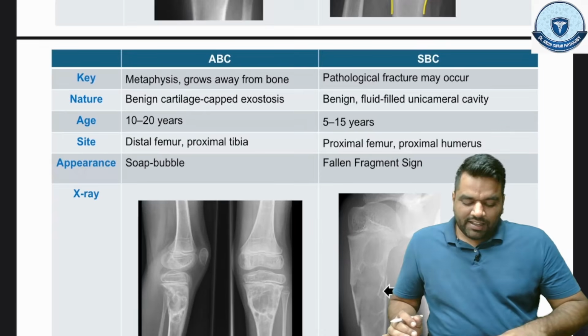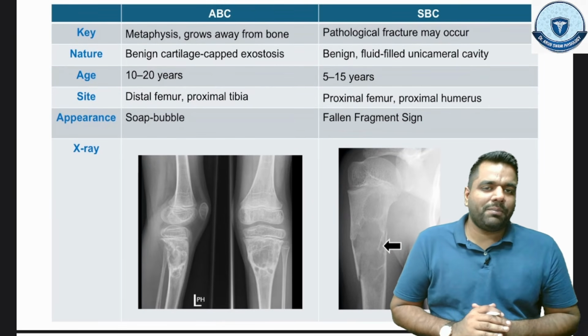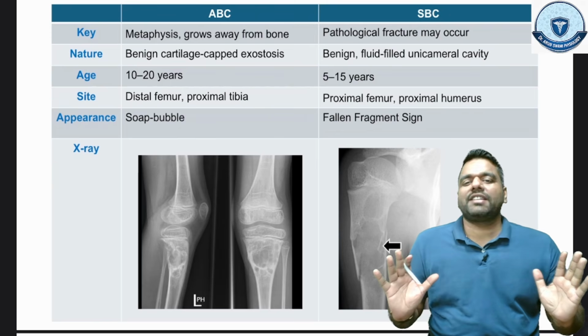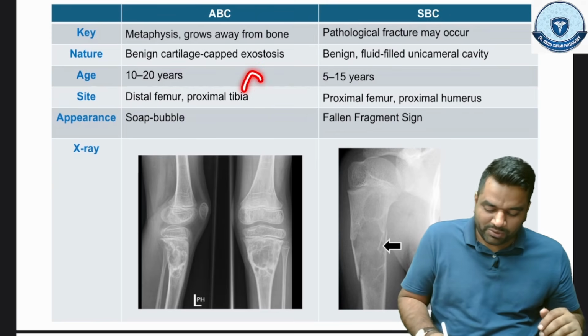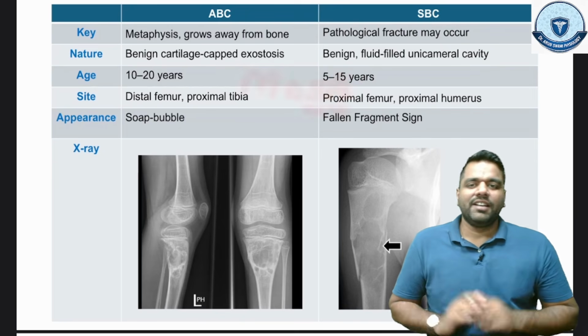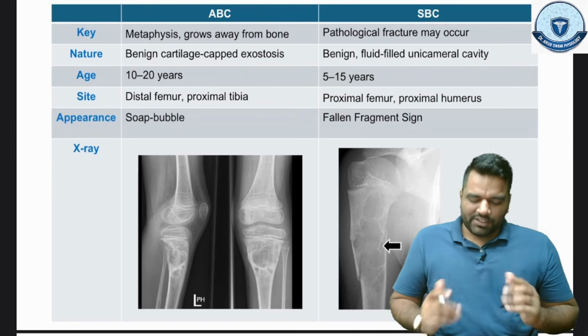Next is ABC or SBC. ABC means aneurysmal bone cyst, SBC means simple bone cyst. Guys, where will both of these occur? In the metaphysis area, right? MOSA. Remember MOSA? Simple bone cyst, aneurysmal bone cyst. Both are in the metaphyseal zone. And guys, please pay attention.